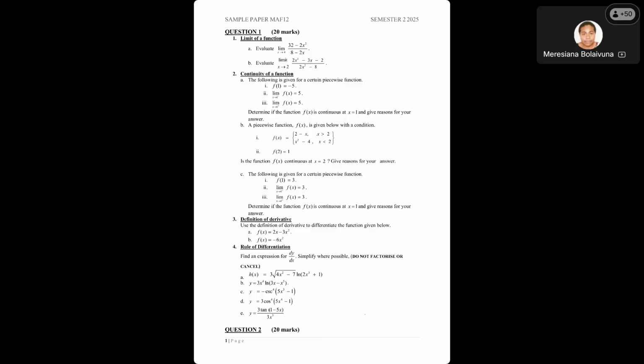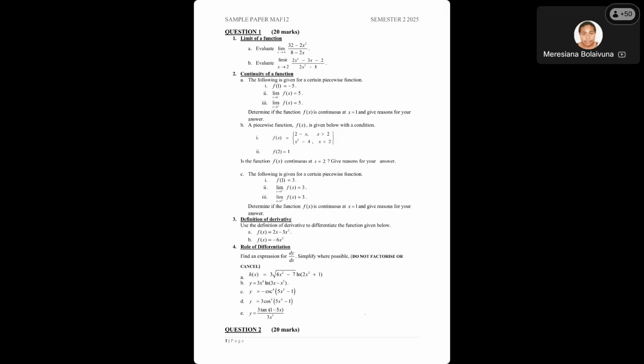Question number 3 is using the definition of derivative. Now, what you need to understand is, for the definition of derivative, we are not going to give you the formula. You have to remember the formula for definition of derivative. So we will do question number 3a. Use the definition of derivative to differentiate f of x is equal to 2x minus 3x squared.